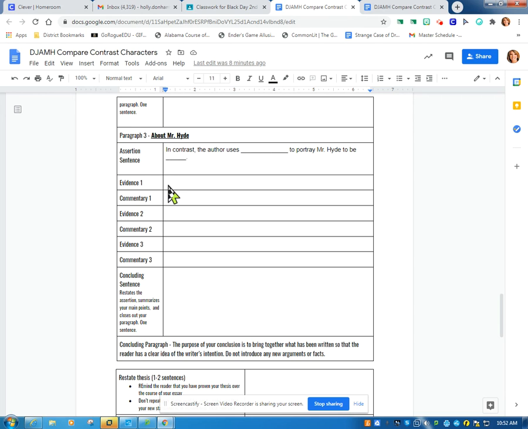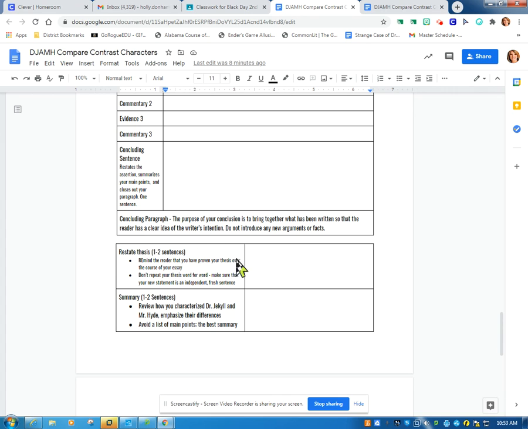And then you're going to do the same thing. Evidence 1 will go here, copy and pasted with the page number, the commentary that goes with it. Evidence 2, again, you're all on Mr. Hyde's chart for this information. And then you'll write your concluding sentence. Okay?